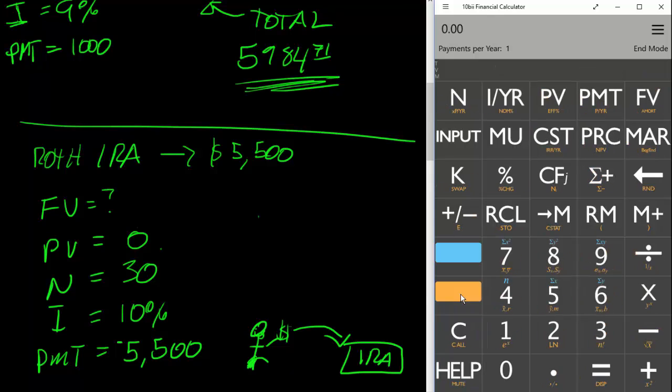All right, I'm going to clear all, start with nothing up there, 1 payment per year. All right, $5,500 is my payment. I'm starting from the bottom and going up in this case for no real reason. 10 is my interest rate. 30 is my N. My present value is 0. And let's find out how much money you would have at retirement if, shortly after graduation, you were to deposit $5,500 a year into your Roth IRA.